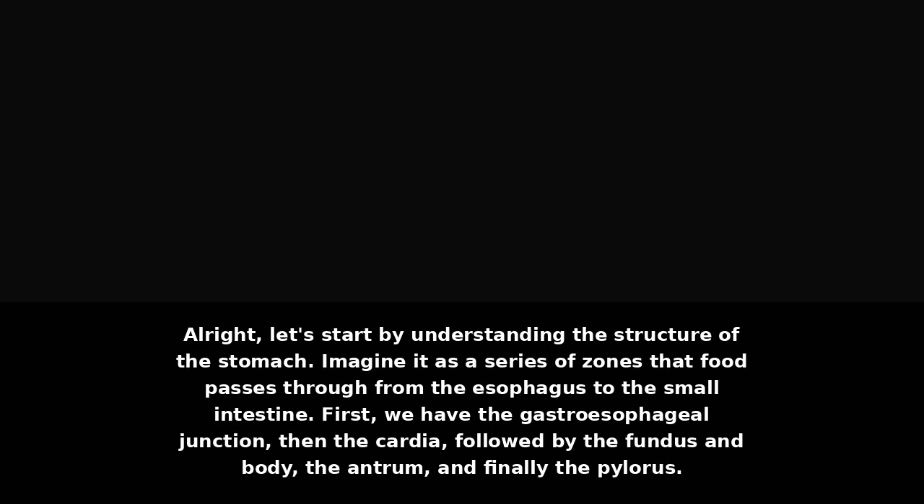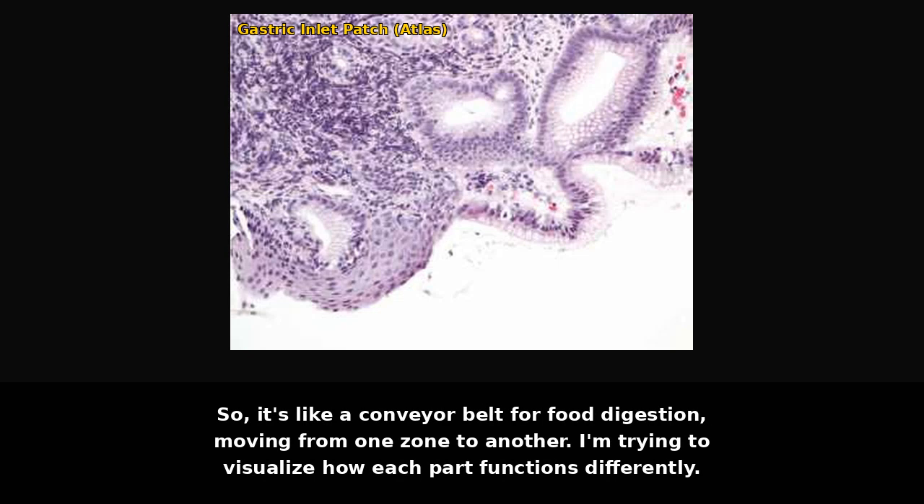All right. Let's start by understanding the structure of the stomach. Imagine it as a series of zones that food passes through from the esophagus to the small intestine. First, we have the gastroesophageal junction, then the cardia, followed by the fundus and body, the antrum, and finally the pylorus. So it's like a conveyor belt for food digestion, moving from one zone to another.